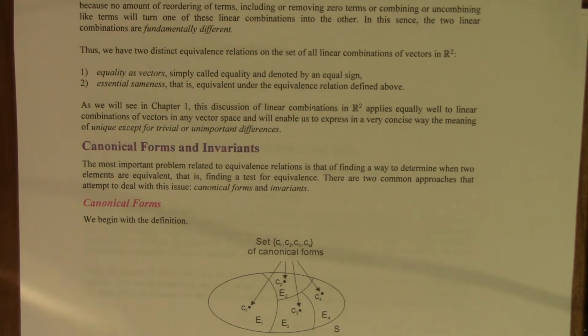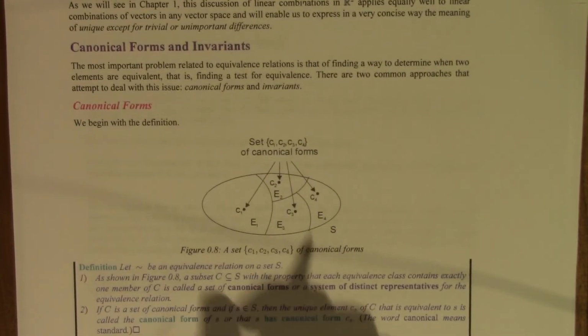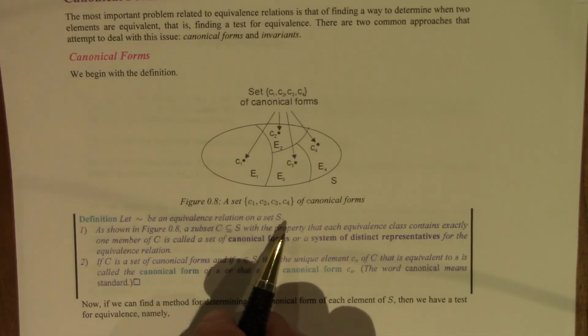The most important problem related to equivalence relations is that of finding a way to determine when two elements of a set are equivalent. Or put simply, finding a test for equivalence. And there are two common approaches that attempt to deal with this issue: canonical forms and invariants. And both of these will prove extremely important to us in the latter part of this lecture series. Let's begin with canonical forms and take a look at the definition.